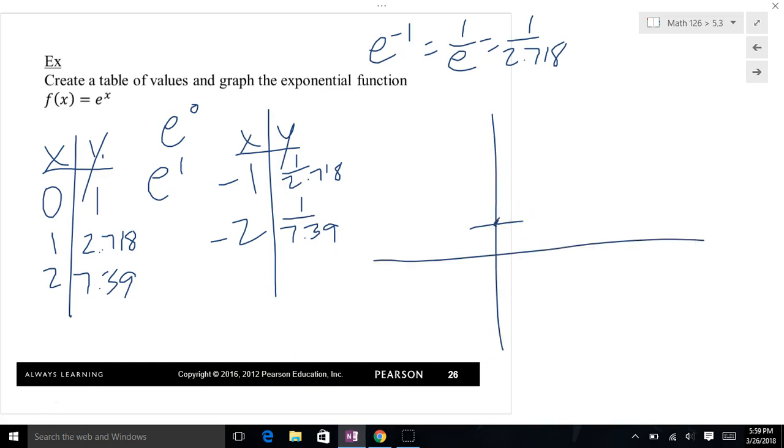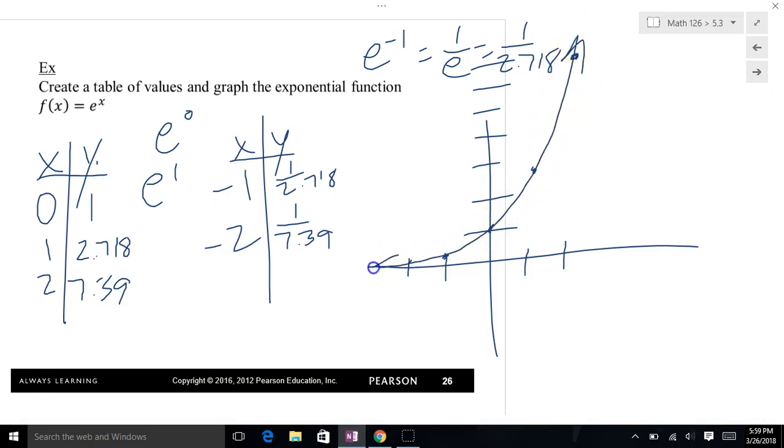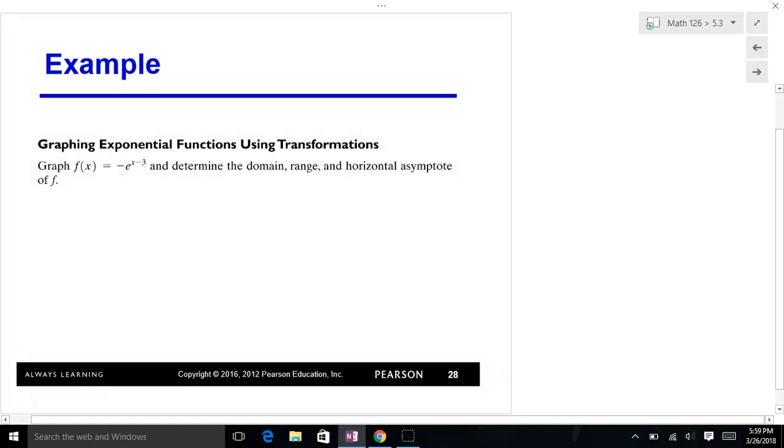So you got 0, 1. 1 comma 2.718, it's about there. 2 comma 7.39, it's about right there. Negative 1, and I'm up about 1/3, 1 over 2.718. So I'm about 1/3 of the way up, about right there. Negative 2, I'm up about 1/7 of the way. Anyways, we keep going on this, but it looks, again, kind of like that 2 to the x. We still got that horizontal asymptote y equals 0. This is a little better look at e to the x power. You can transform this one just like you can transform any of these exponential functions.